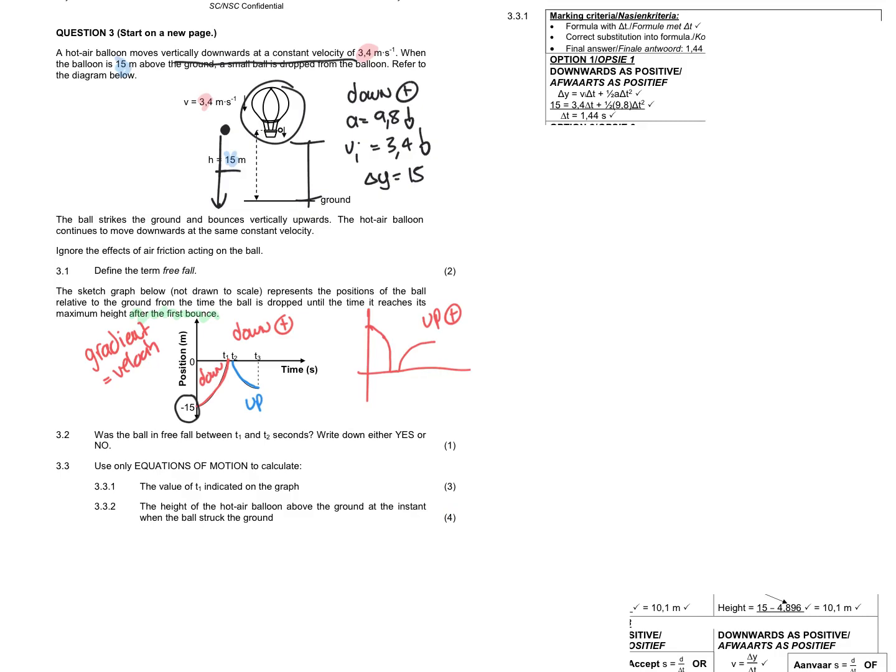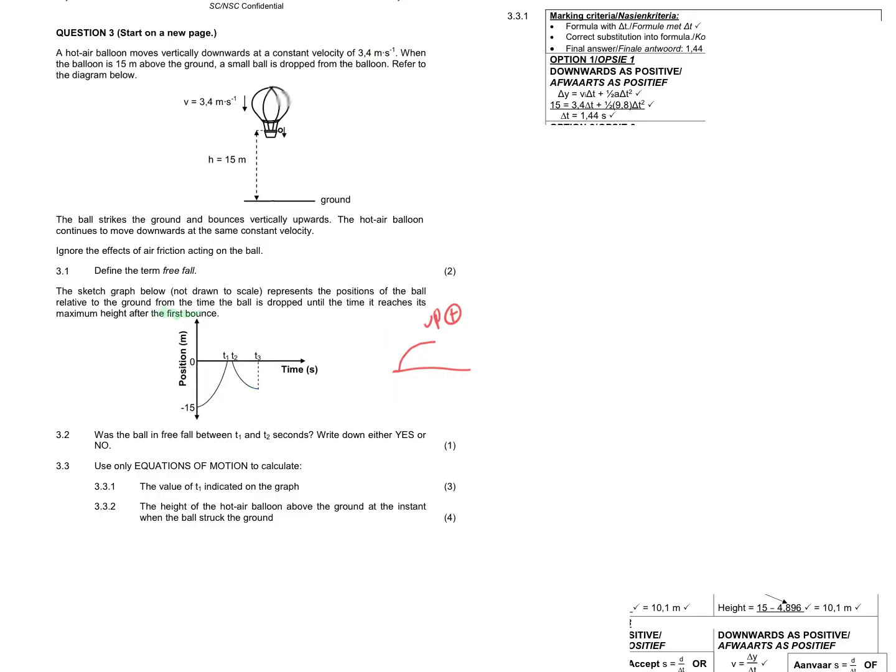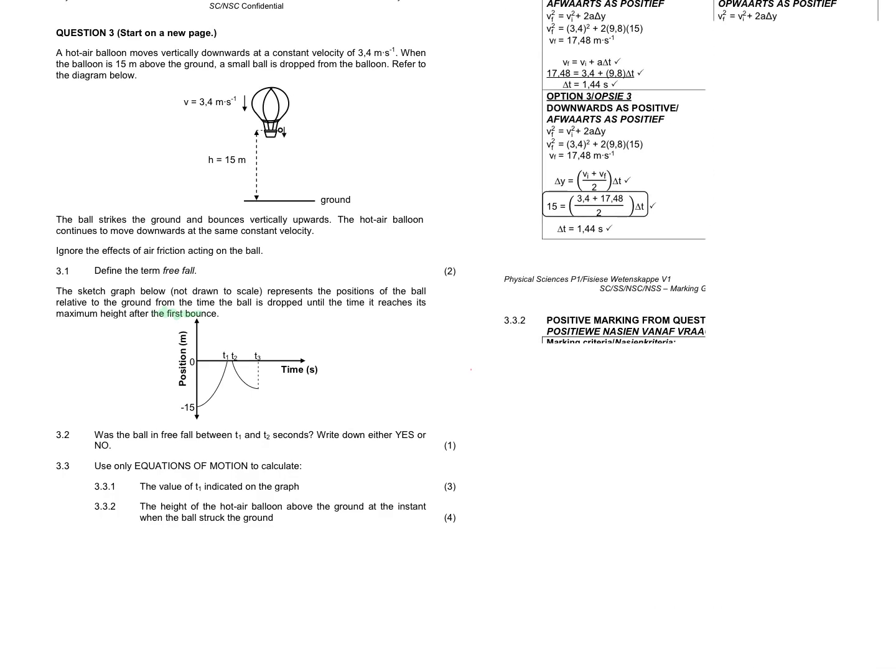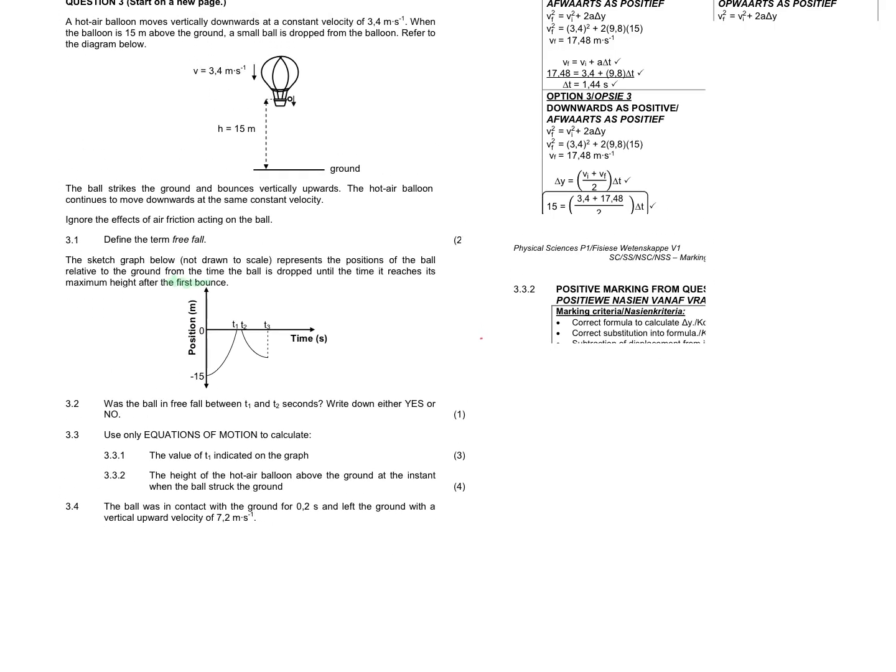So, again, they want to know about the height of the hot air balloon when the ball hit the ground. So now I need 3 numbers for what's happened in order to use an equation of motion. But the ball struck the ground at T1, which is 1.44 seconds. How high is the balloon at 1.44 seconds after this situation happened? So if I can just move that away. Sorry.